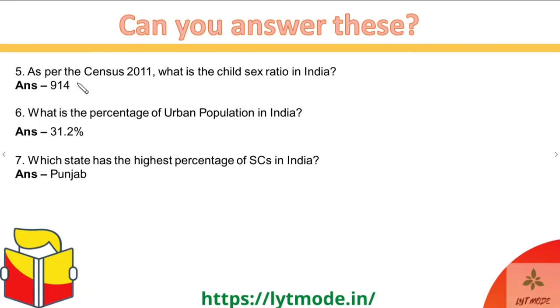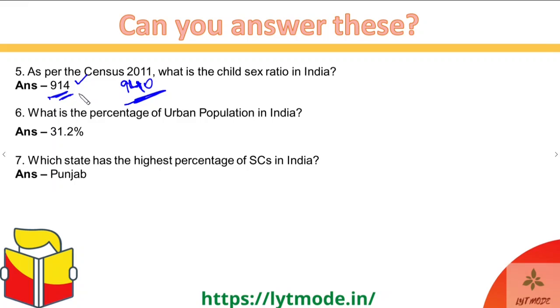Okay, moving ahead, as per the census 2011, what is the child sex ratio in India? Child sex ratio was 914, and the overall sex ratio was 940. Alright, guys, you need to remember both these figures. It's very easy: 914, 940, 940, 914. And which one is 914, which one is 940? The lesser one is for children.